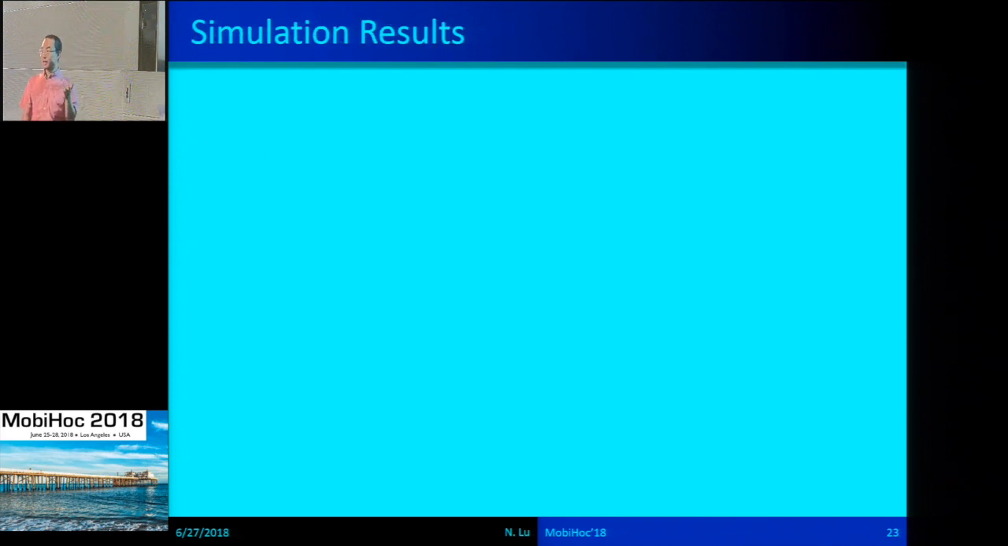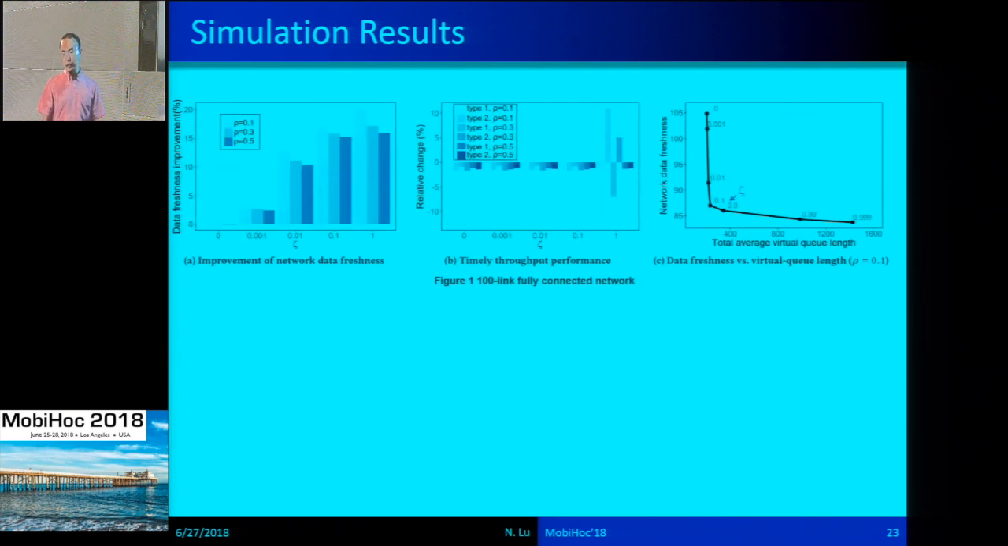To validate our analytic results, we did 2 sets of simulations. First, we did a simulation on a network of 100 links, in a fully connected network in the same interference region, and we show the improvement of network data freshness with respect to zeta. We consider some links having heavier traffic and some links having lighter traffic, and rho is just a parameter to control the size of the 2 groups. As you can see, with the increase of zeta, we have an improvement of data freshness.